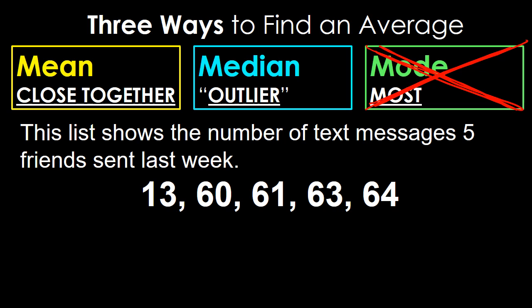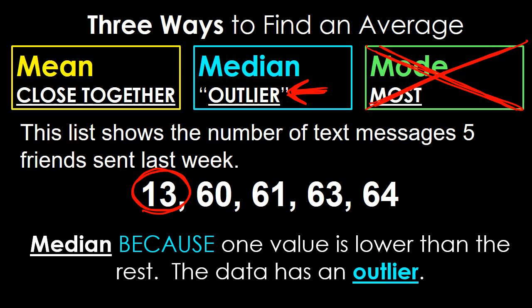Remember with median, we're going to figure out if this set of data has any outliers. In looking at this, we have an outlier in 13, which is much lower than the rest of the data. So it's going to be median. Then we need to give an explanation for it: one value is lower than the rest, so this data has an outlier. This is important. I'd say it's median, but then you have to give the reason behind it.